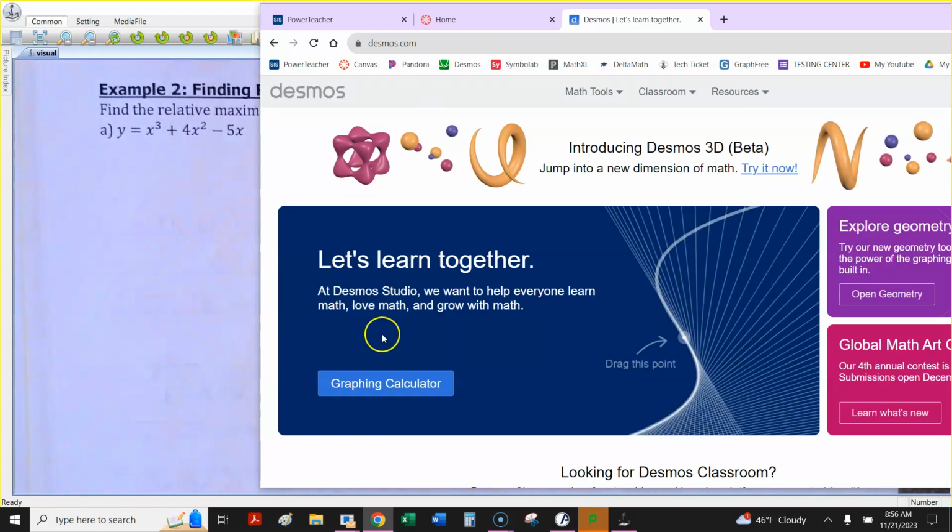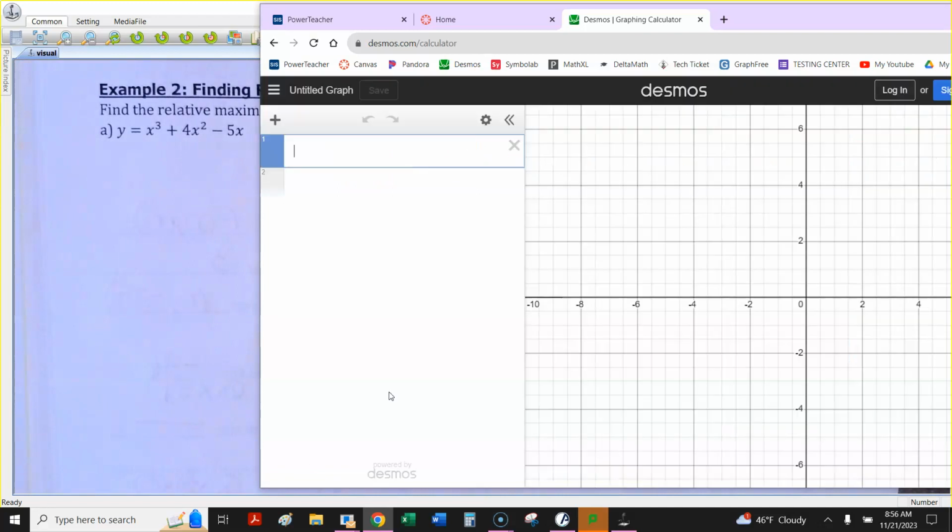Looks something like this. Just click on the little button that says Graphing Calculator, then it should take you right to that screen so we can graph. So I'm just going to copy. Now, you do need to put in the y equals. So I'm going to write y equals, and then x cubed.